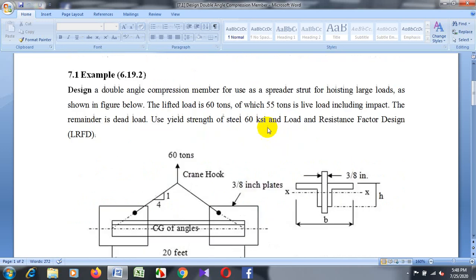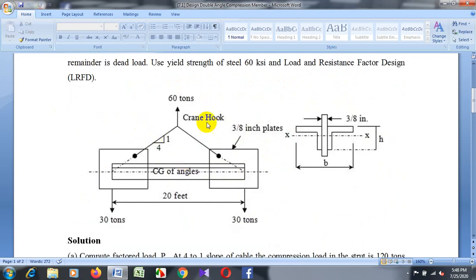Hello viewers. Now start of my lecture, design of double angle compression member. Example: design a double angle compression member for use as a spreader strut for hoisting a large load as shown in the figure below. This is the figure below. The crane hook carries 60 tons, and 30 tons is the support reaction. This is the center to center of the angle. This is the angle and its cross section.